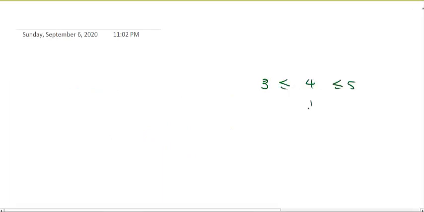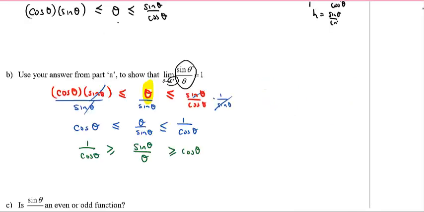Let's flip it. So 1/4. Is that still less than 1/3? Or sorry, is that bigger than 1/3? And 1/4 is less than 1/5? You then have to flip it, change the sign. Same thing there. Now, if I want to rearrange this because I like having the lower function on the left, I will rearrange and say cosine theta is less than or equal to sine theta over theta, which is less than or equal to 1 over cosine theta.